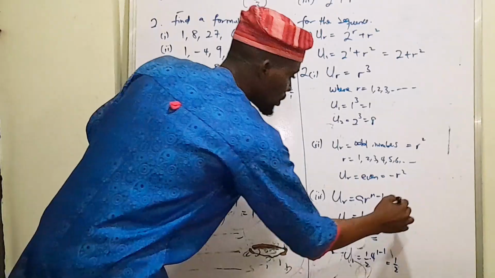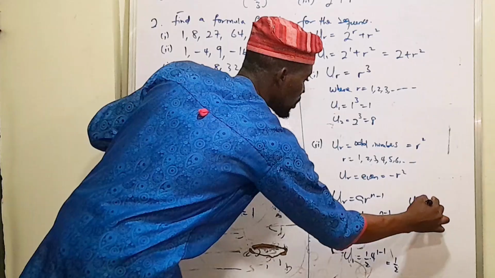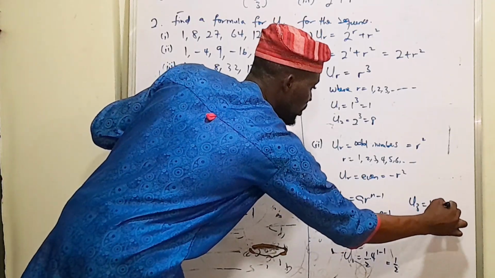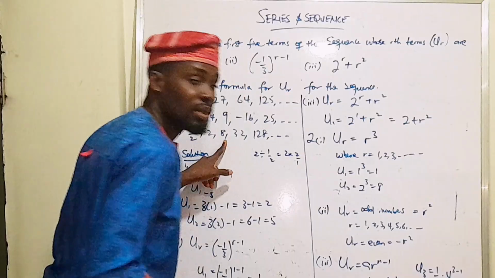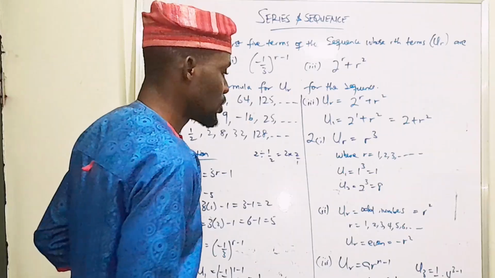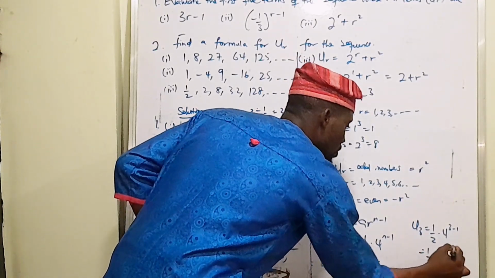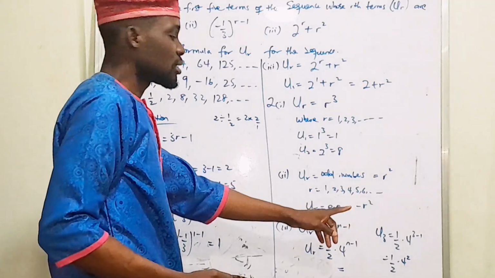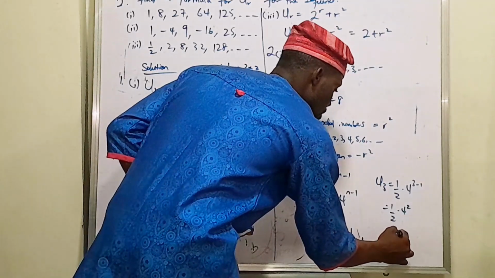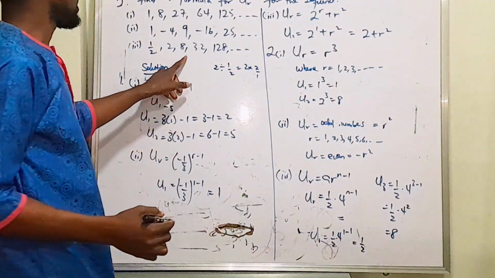Let's test for the third term straight up. So for the third term, that's U3, becomes what? 1 over 2 times 4 raised to power 3 minus 1, right? And that becomes 1 over 2 times 4 raised to power 2. 4 raised to power 2 is 16, divided by 2 is what? 8.